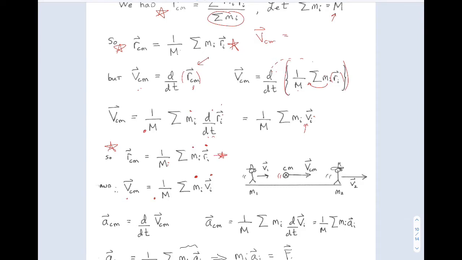These two look exactly the same. Here I'm summing up the locations. Here I'm summing up the velocities. So let's say I had two people walking, or these could be your gliders, moving down a track.